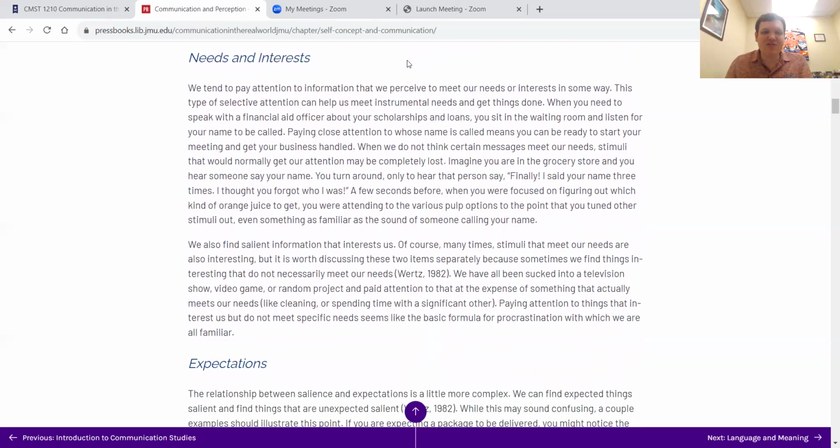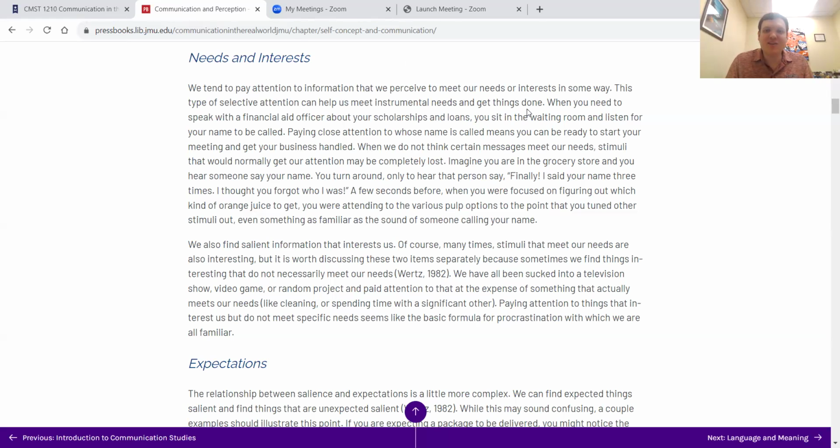We also have needs and interests. If we're hungry, we may be paying more attention to restaurants in the area as we go around. That may be a need of ours to get our hunger met. You may be interested in specific things. Some people are interested in art. You may see an art supply store and that may stand out to you.